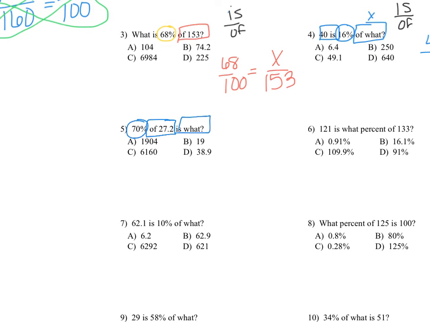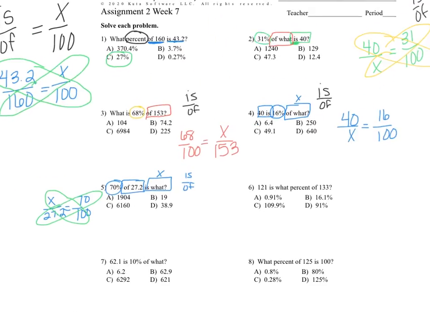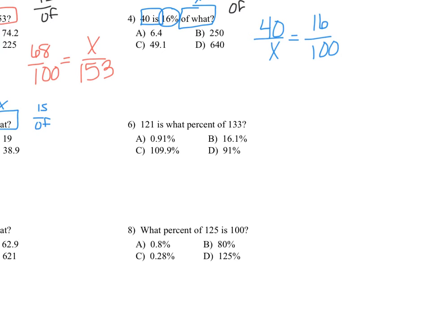Number 5, 70% of 27.2 is what? That's what we don't know. 70 goes over 100 because it's a percent. Of 27.2 is on the bottom because is over of is how we set that up. Is what? That's what I don't know. And then cross multiply 27.2 times 70 divided by 100. I'm going to go through a couple more of these and then I will stop.